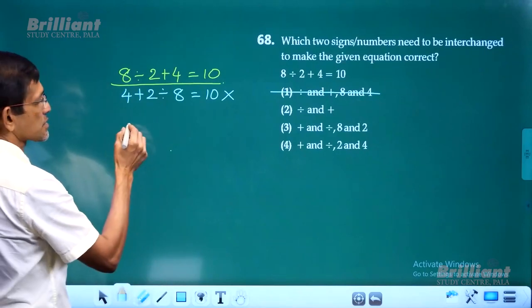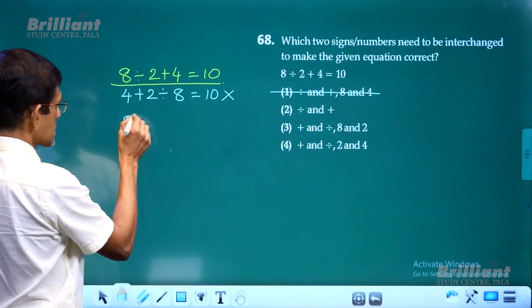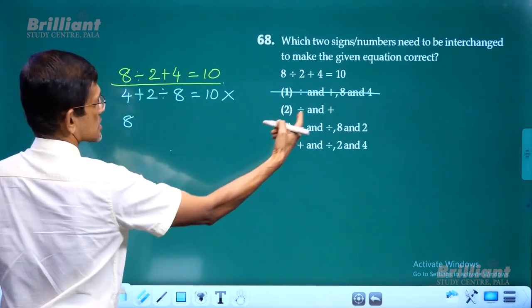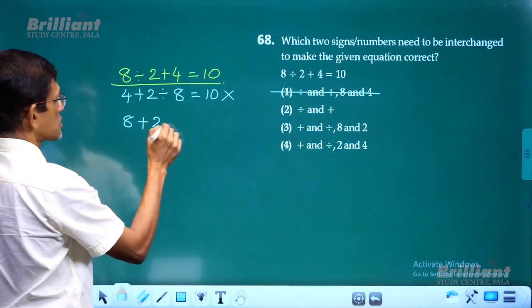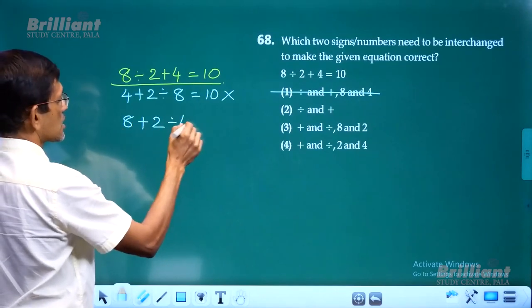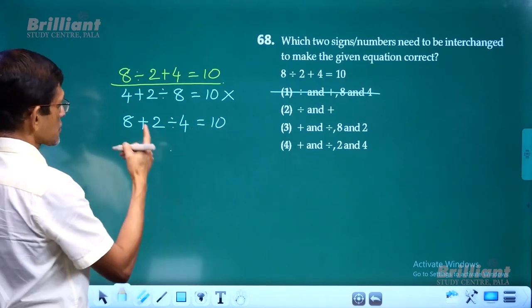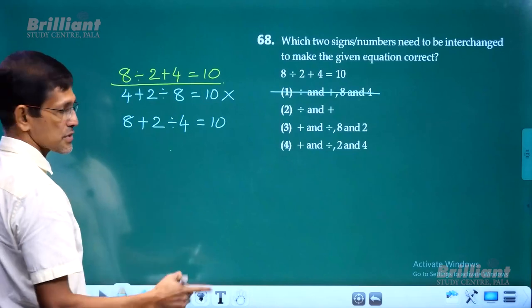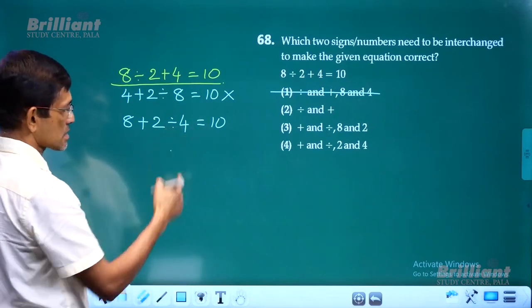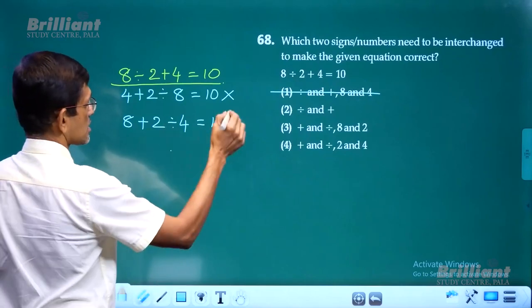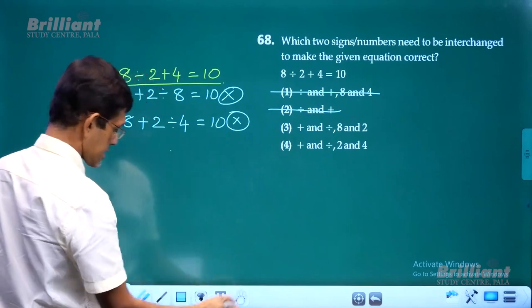Second answer choice, we'll try 8 at the position of 8. 8 stays as it is, no change. These two symbols must be interchanged: divided by 2, 4, that's equal to 10. So 2 by 4 is 1 by 2. So 8 plus 1 by 2, that's 10? No way. That's not correct. This one is not correct, so this is not the answer.